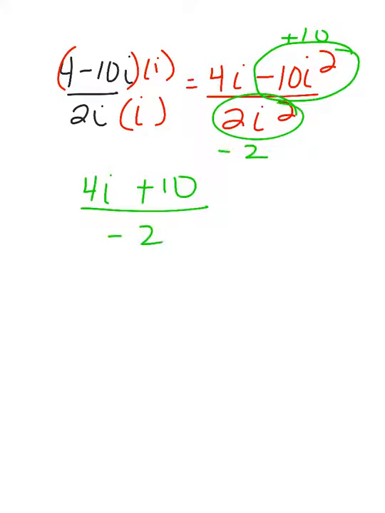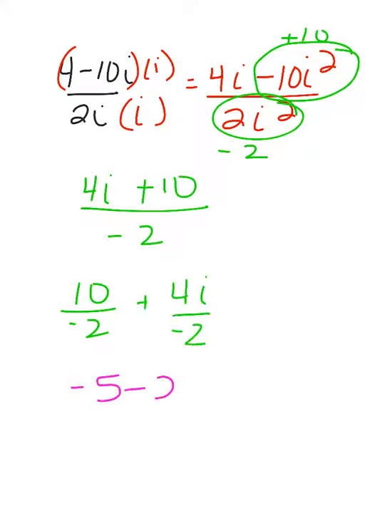So I'm just going to rewrite this. 10 over negative 2 plus 4i over negative 2. So that's negative 5 minus 2i.